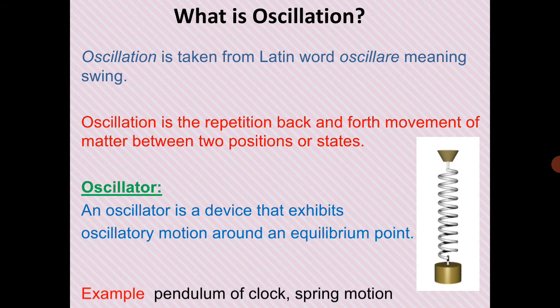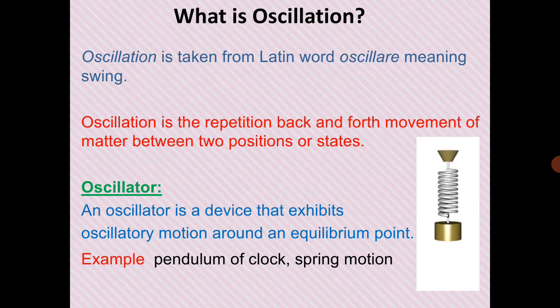For example, the pendulum of a clock and the spring motions. These and many other objects which can do such actions are called oscillators, because the pendulum moves back and forth about its mean position. Similarly, when a mass is attached to a spring, it also oscillates up and down about its mean position, so that is called an oscillator, and the action is called oscillatory motion.